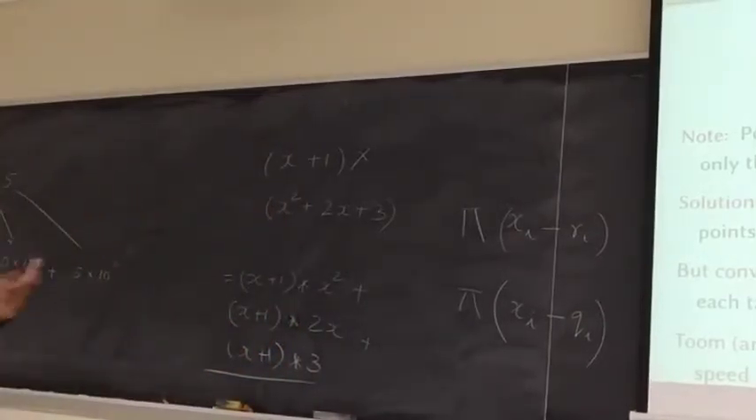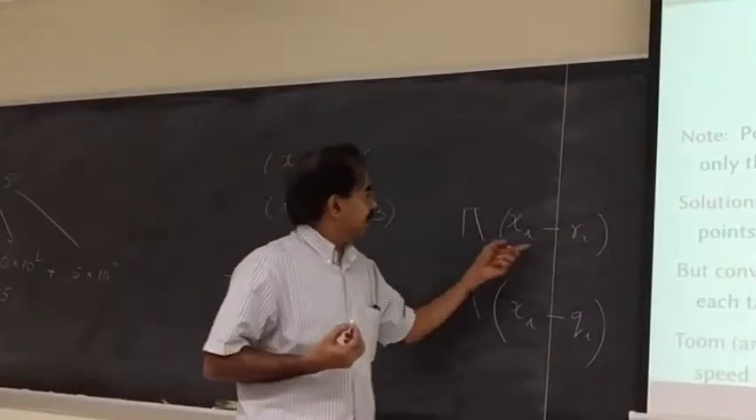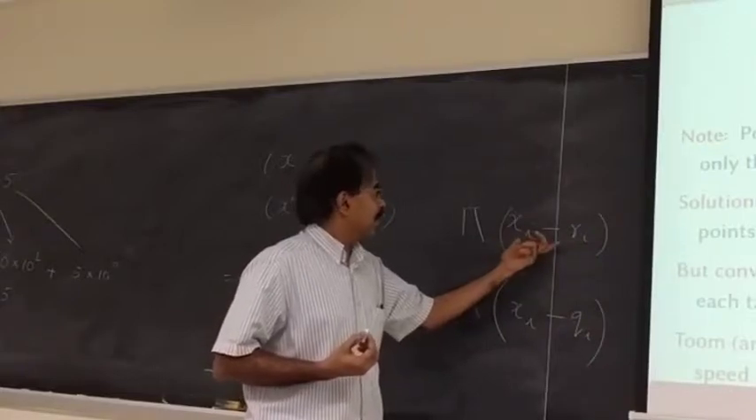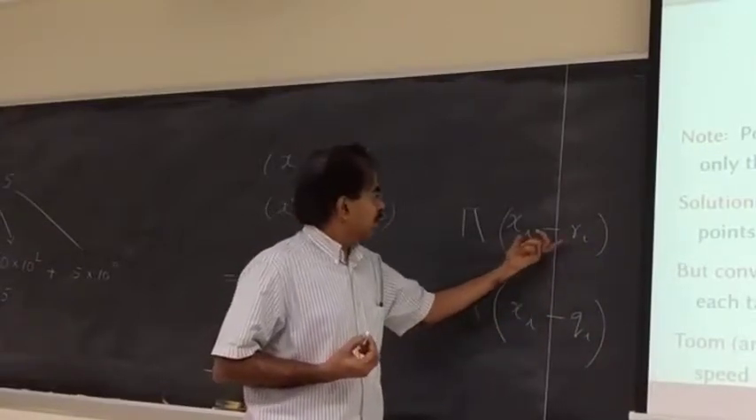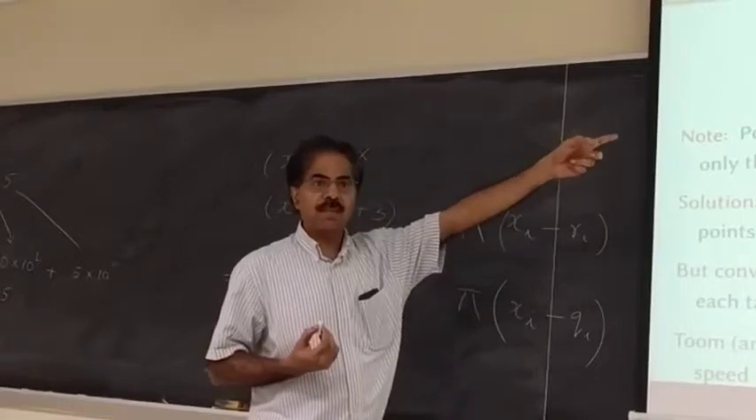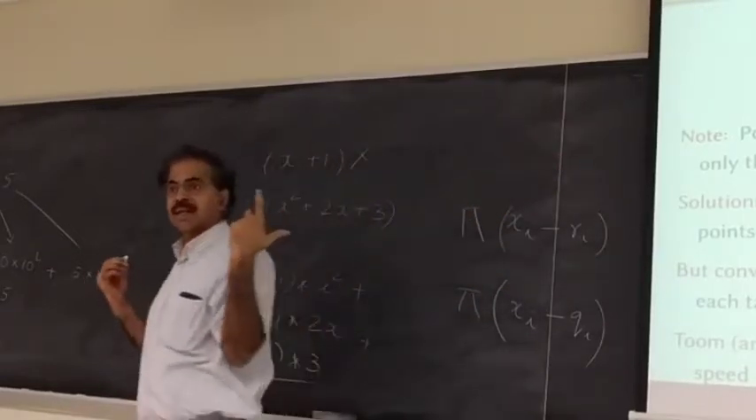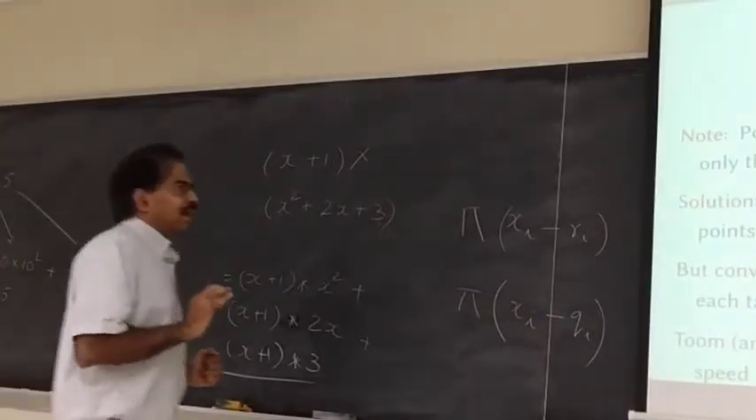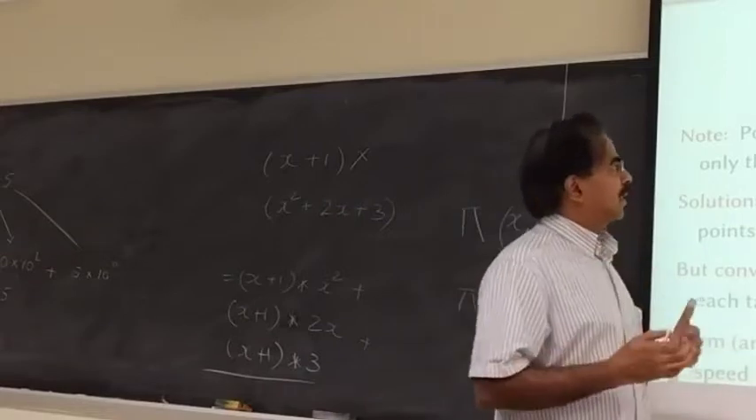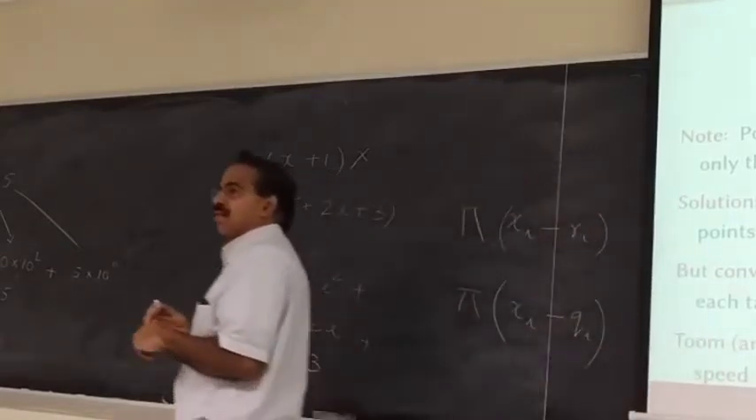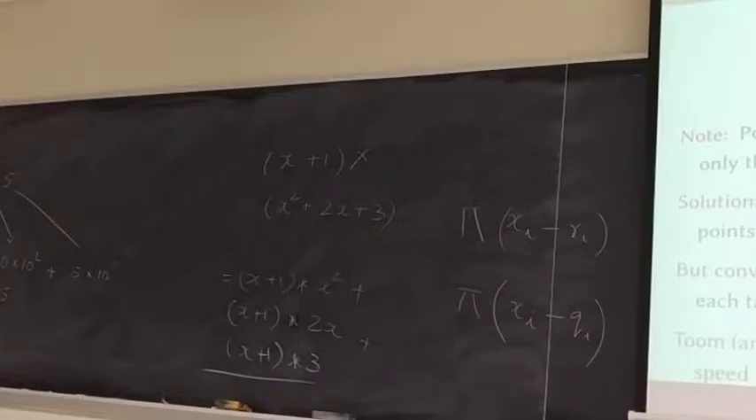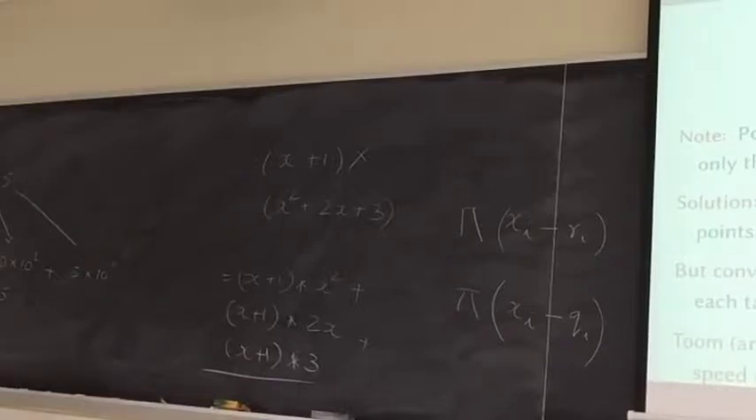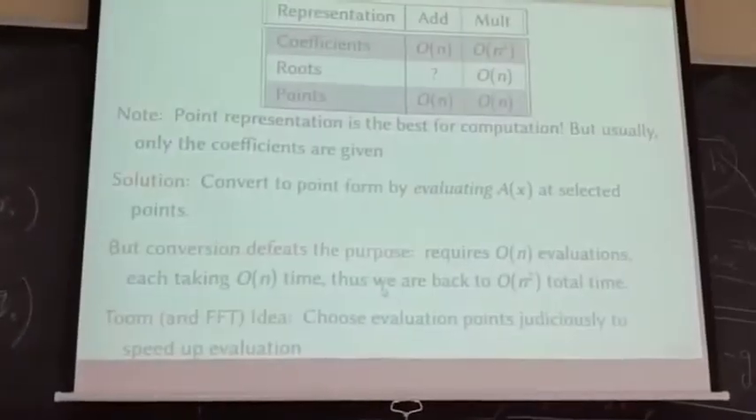But addition is difficult because, how do you go from here to compute the sum of these two? The only way seems to be to convert this to the coefficient form and then add, right? That seems to be the only way to do it, and that's inefficient. Besides, given a coefficient representation, finding the roots itself is quite difficult.